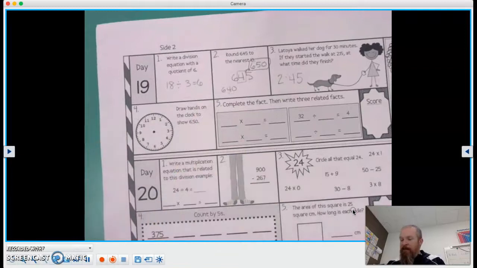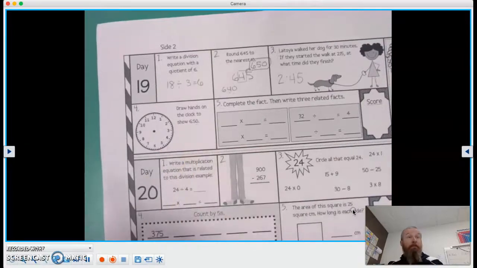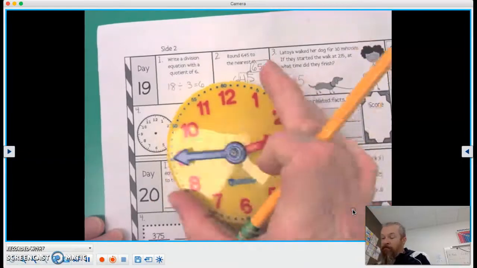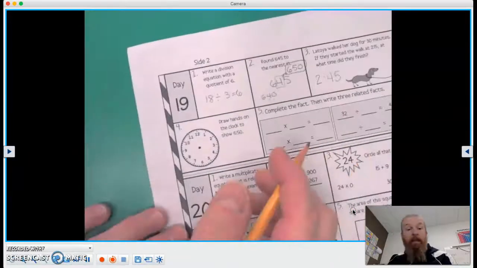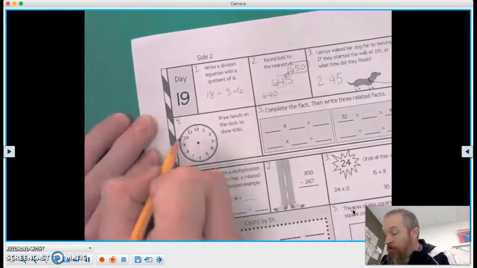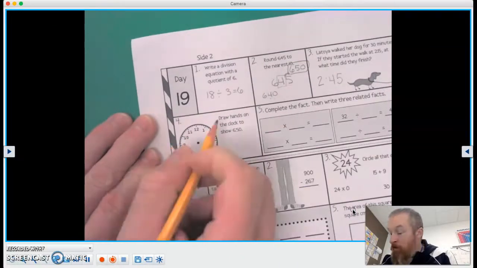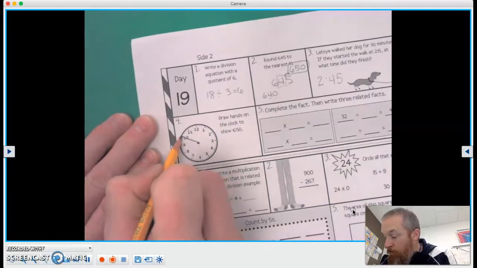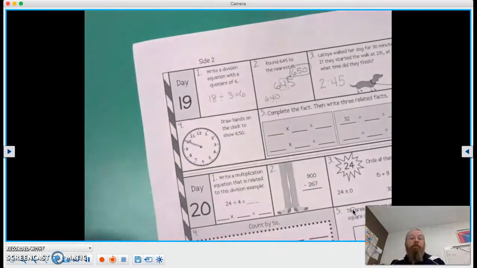Draw hands on the clock to show 6:50. Okay, so let's do the minutes first, the 50 minutes. And I see 50 minutes is the one out here by the 10. Okay, so I'm going to take my minute hand, and I like to go all the way out to this edge out here. So I'm going to go from all the way out here. Okay, so there's our 50 minutes.